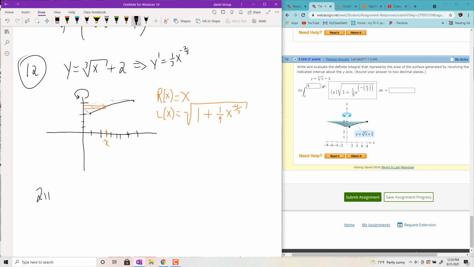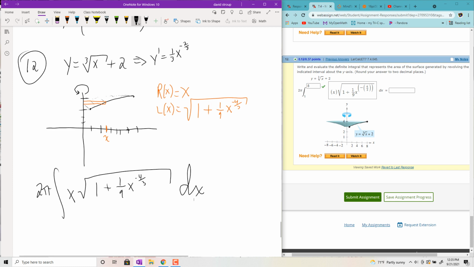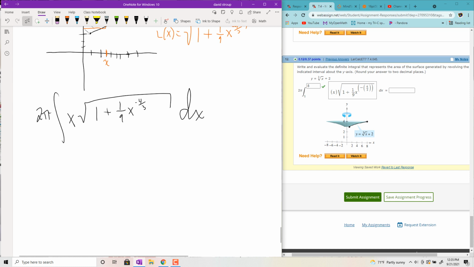So anyways, 2 pi integral x and then square root of 1 plus 1/9 x to the negative 4/3 dx, and you're not necessarily going to be able to take this as your u sub, so the 1 plus 1/9 x to the negative 4/3, because if you did that, you would get x to the negative something, like x to the negative 7/3, which would be worse, right? So what you want to do is a little bit of fancy footwork.